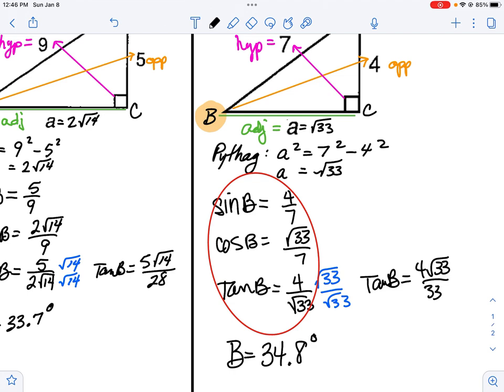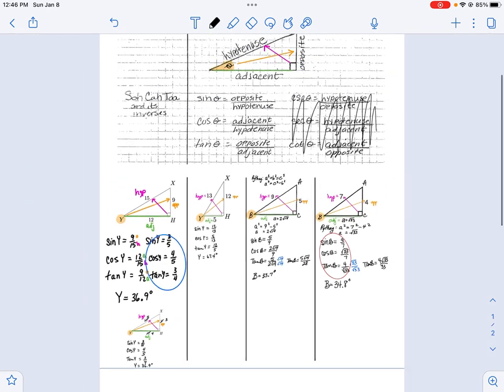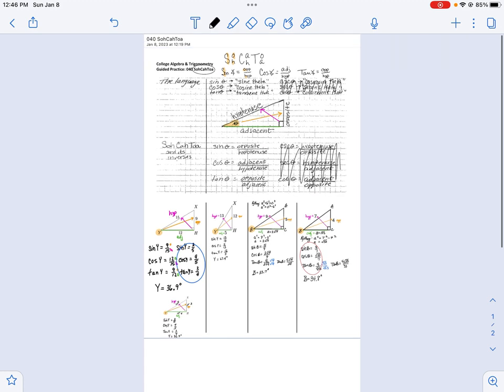There we go. And that is a reminder of how to do SohCahToa, sine, cosine, and tangent. And Thursday we'll do the other 3. Okay, my friends, that is it. Thank you very much.